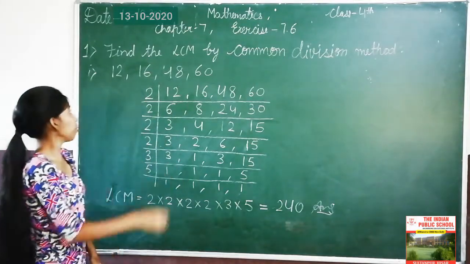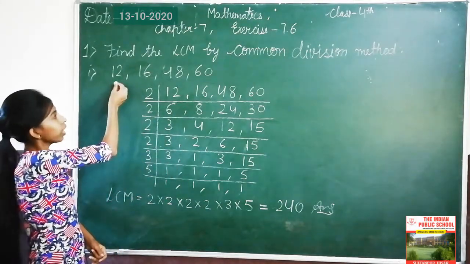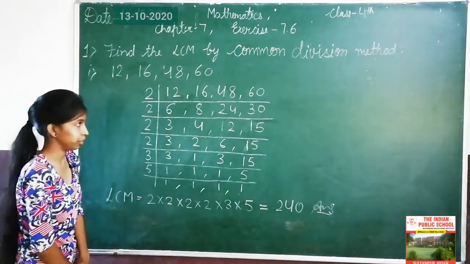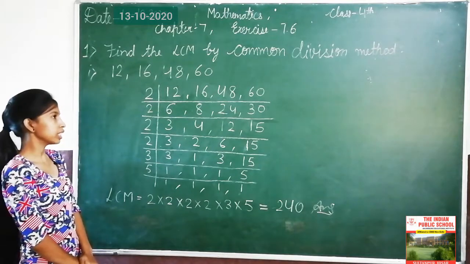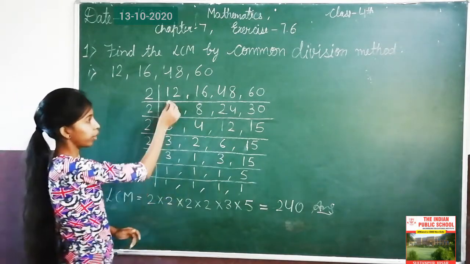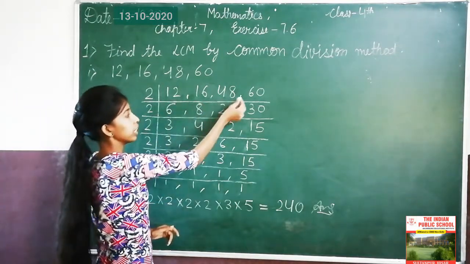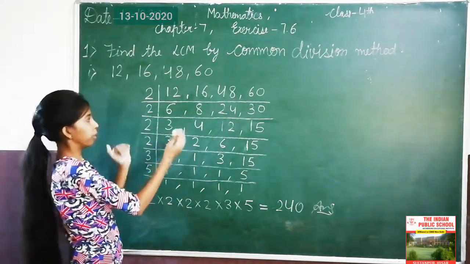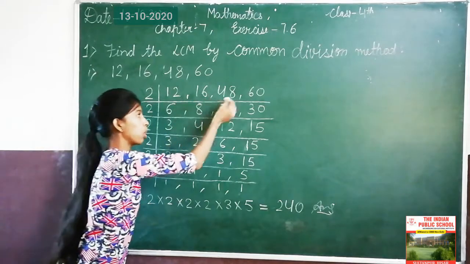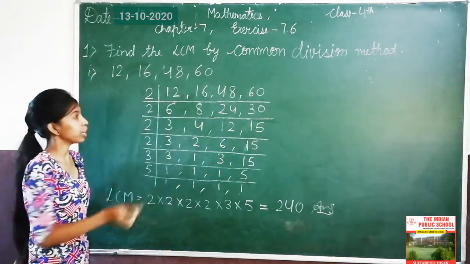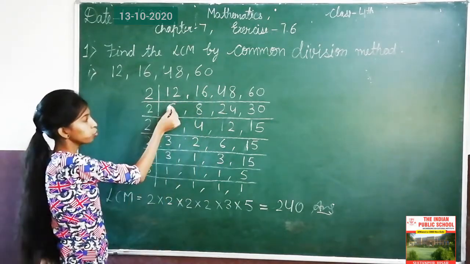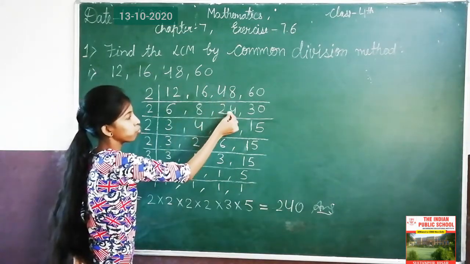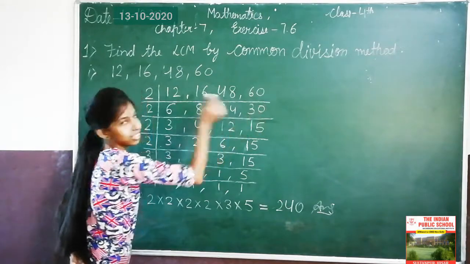So see here, I am taking one example. 12, 16, 48, 60, there are 4 numbers given in this question. So we are taking their common division. These are the 4 numbers we will divide commonly. These are all even numbers. Firstly we will divide by 2. So in the table of 2, 12 will come at 6, 16 at 8, 48 at 24, 60 at 30.